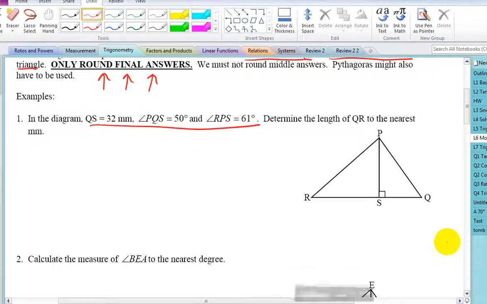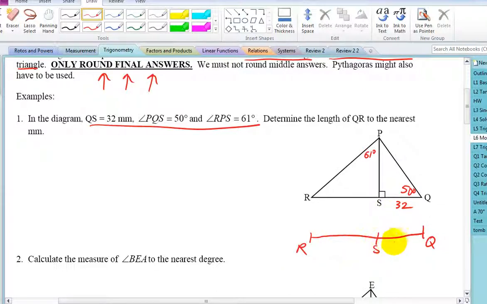Go. Okay, so we should have QS as 32. Angle PQS is 50 degrees. Goes right here. And angle RPS is 61 degrees. It goes up top. So what we're trying to do is find this entire length QR, pardon me. We know QS is 32, so what we're going to do is figure out RS. Once we know RS, we'll know the entire length QR because we can add.